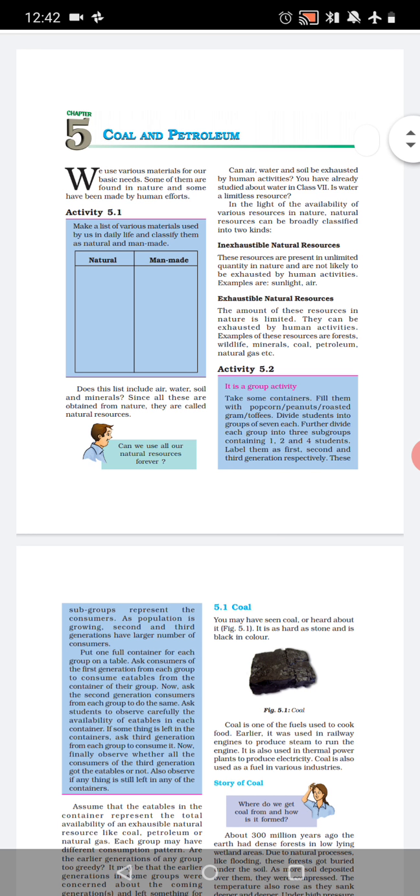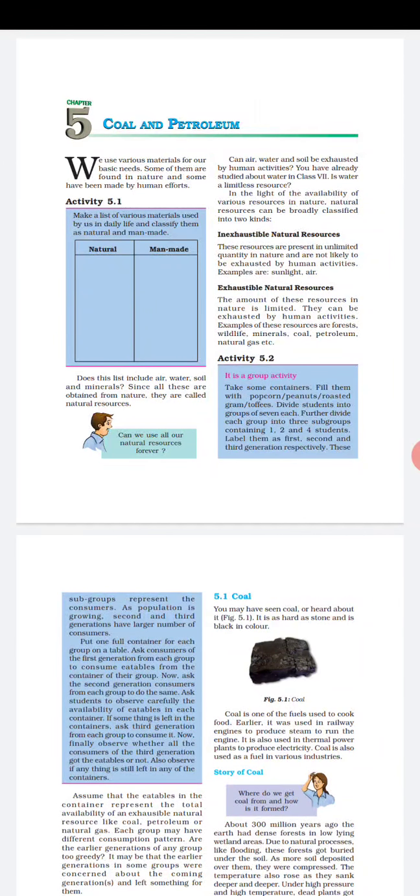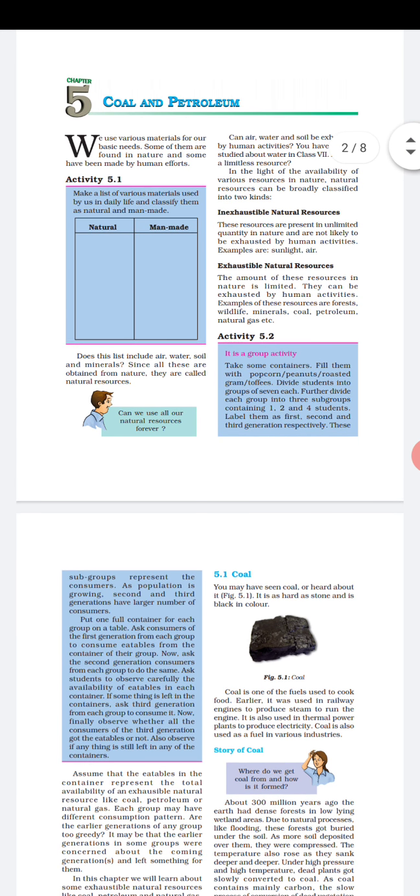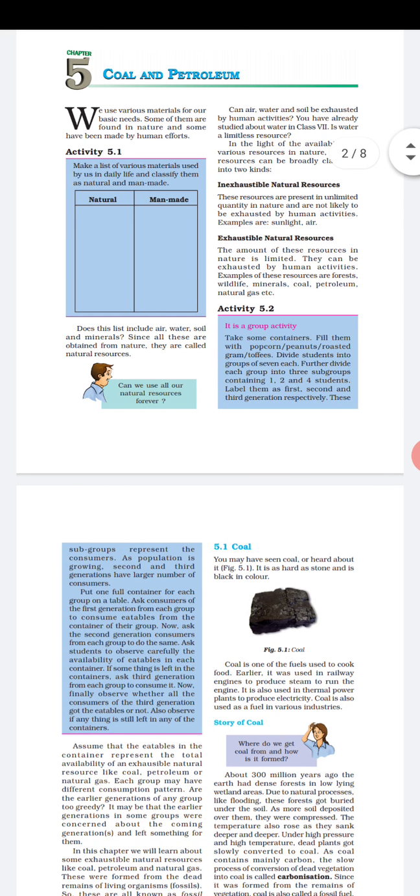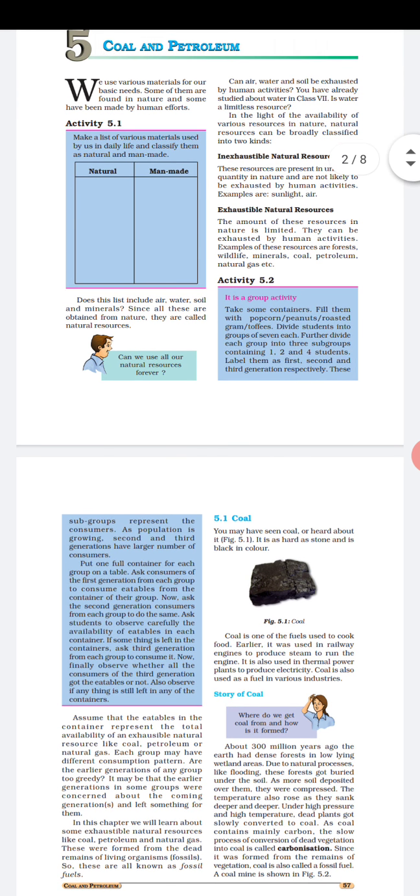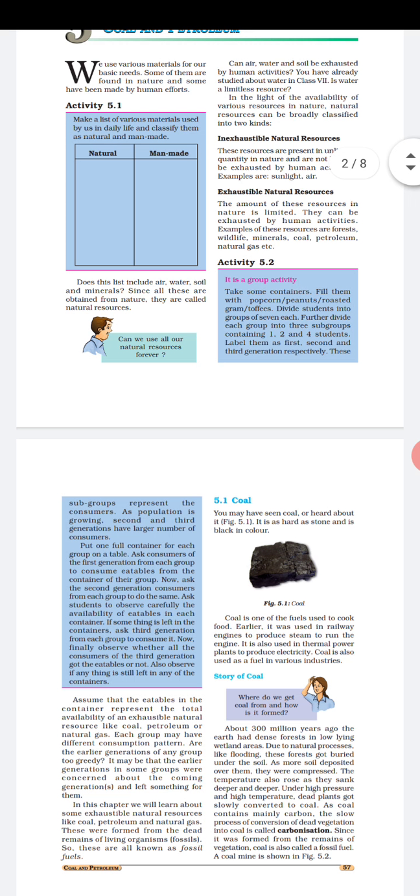Natural resources can be broadly classified into two kinds: inexhaustible natural resources. These resources are present in unlimited quantity in nature and are not likely to be exhausted by human activities. Example: sunlight. Exhaustible natural resources: the amount of these resources in nature is limited. They can be exhausted by human activities. Examples of these resources are forest, wildlife, minerals, coal, petroleum, natural gas, etc.